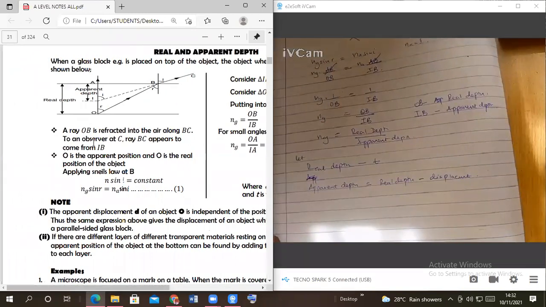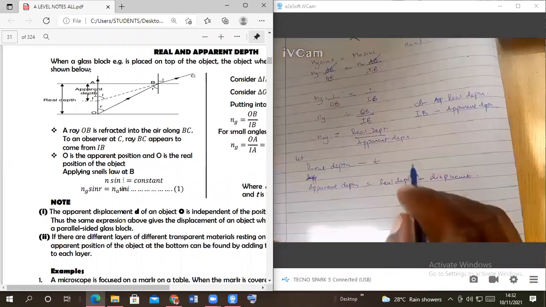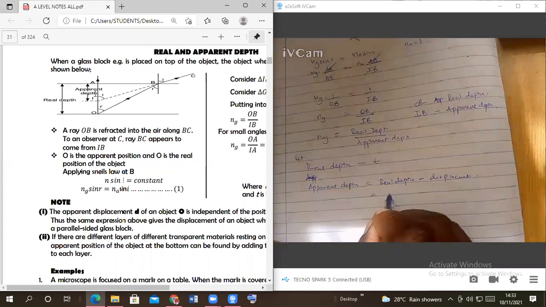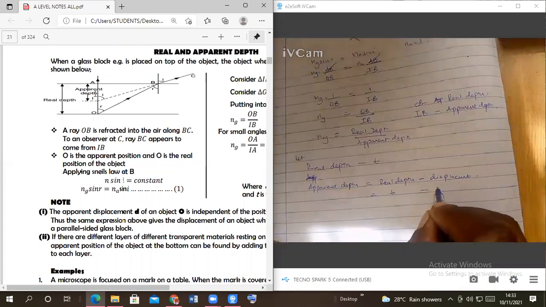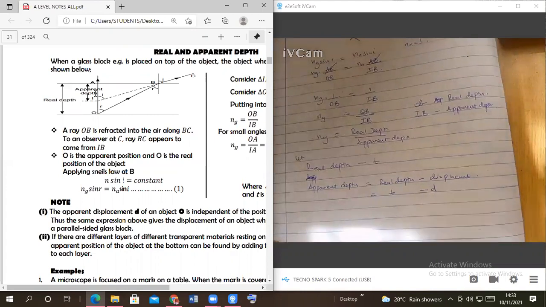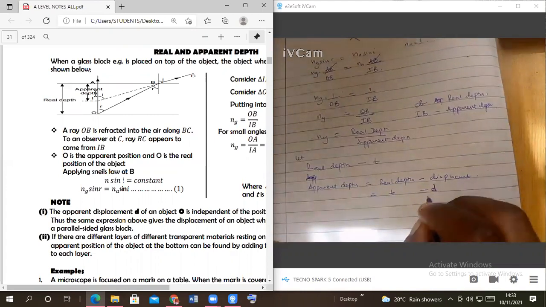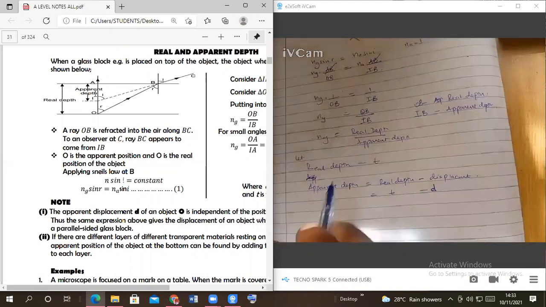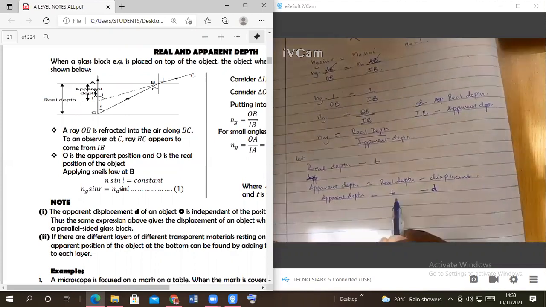That displacement is this distance from I to O. That distance there is the displacement. So to get the apparent depth, it is the real depth minus the displacement O to I, and you get the apparent depth. So if real depth is noted as T, and the displacement is noted as D, then our apparent depth is given as T minus D.